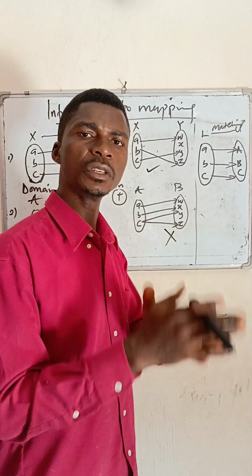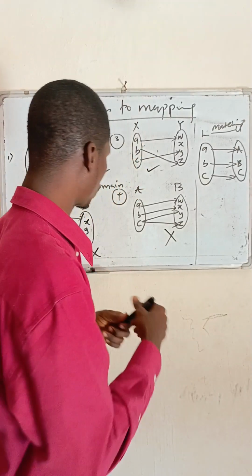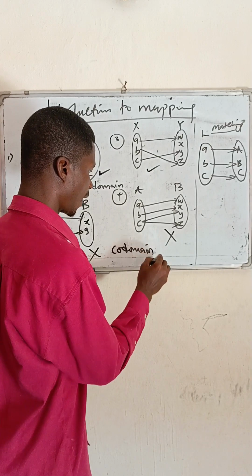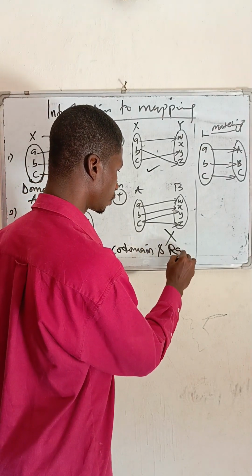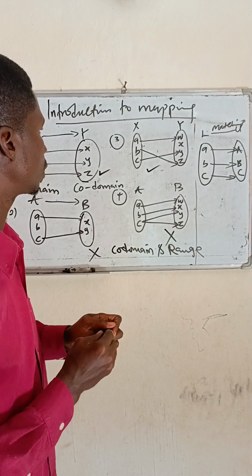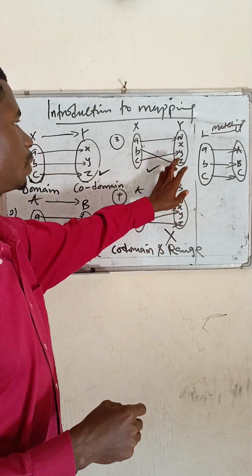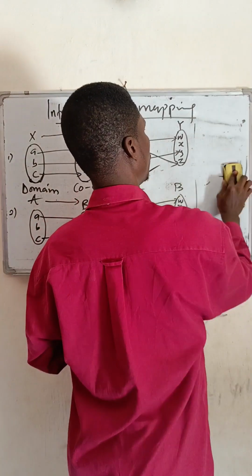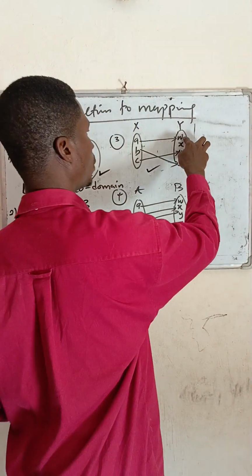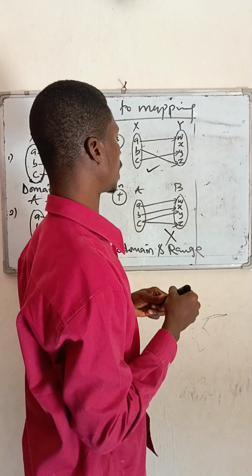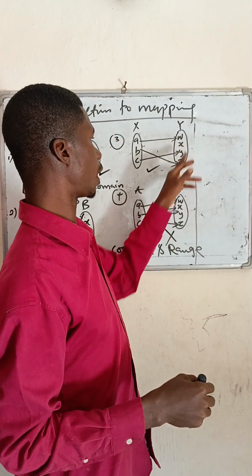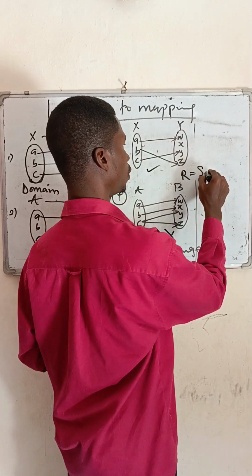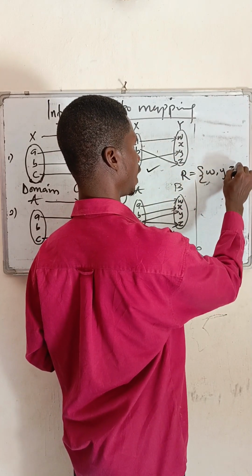Now, what is the difference between the codomain and range? Take a look at this now. This will be the best way to explain it. You notice that the codomain here is W, X, Y, Z. If you're asked to list the codomain, it's W, X, Y, Z. What about the range? The range in this case is only W, Y, and Z.